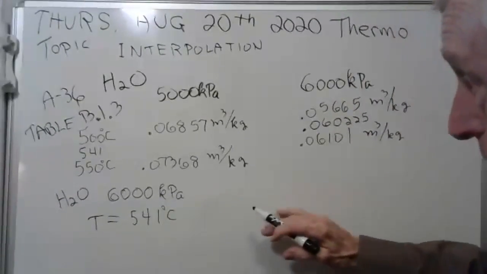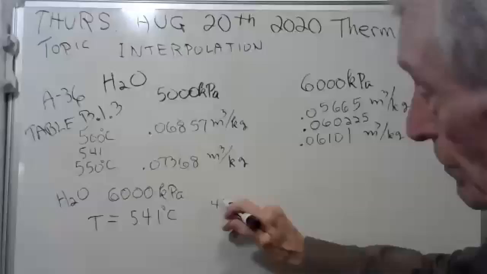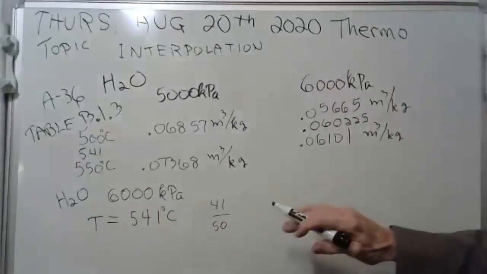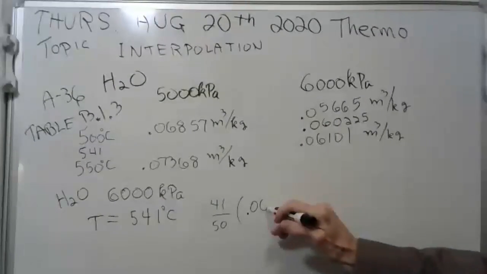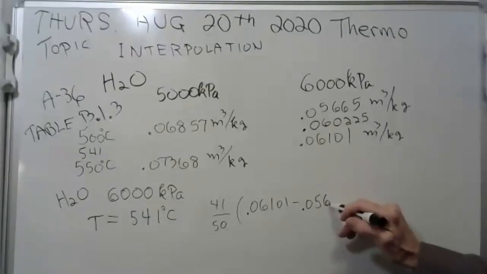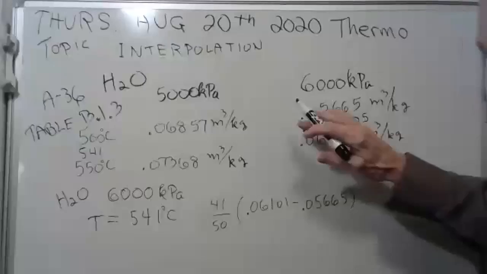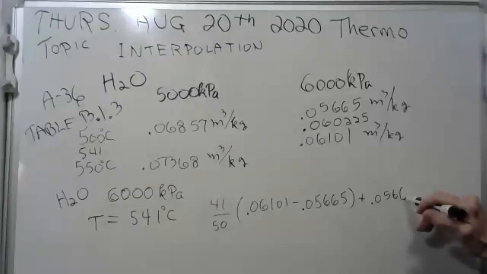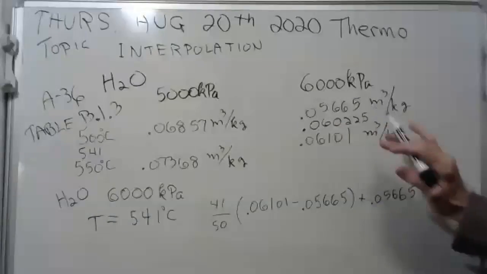Here, let me write it out for you. See, if you go 541, then what you have is 41/50 of the way from here to here. And you have to multiply by this difference, but then you're not through yet. You have to add the beginning value. And what I got was the 0.060225.